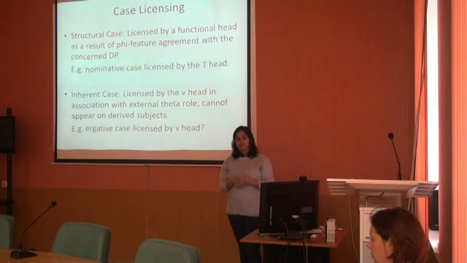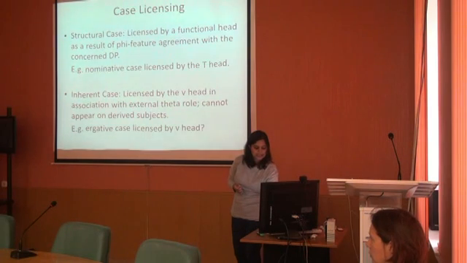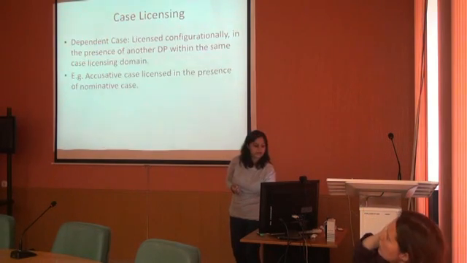When it comes to ergative case, there are three main speculations in the literature. The first one is that it could be structural case, and anyway, we all know that case has been analyzed through a lot of analysis. One is structural case, licensed by a functional head as a result of phi-feature agreement between a functional head and a nominal. So for example, nominative case, licensed by the T head. Second is inherent case, licensed by little v in association with external theta role, so it cannot appear on derived subjects. For example, in some languages, ergative case is licensed by little v head.